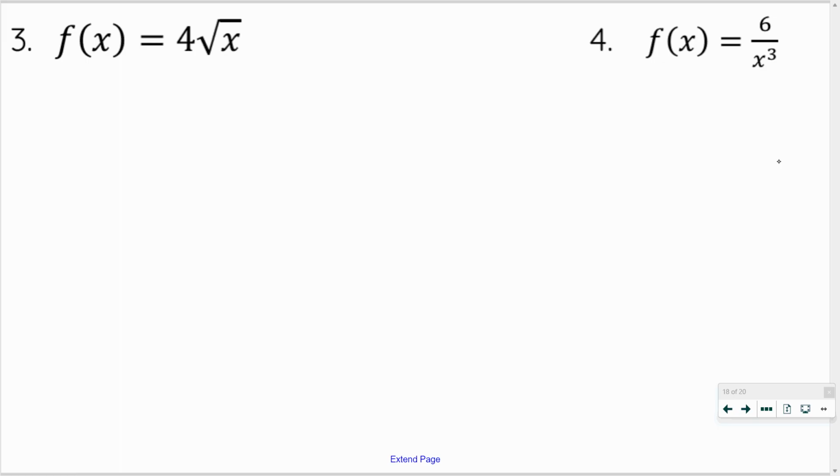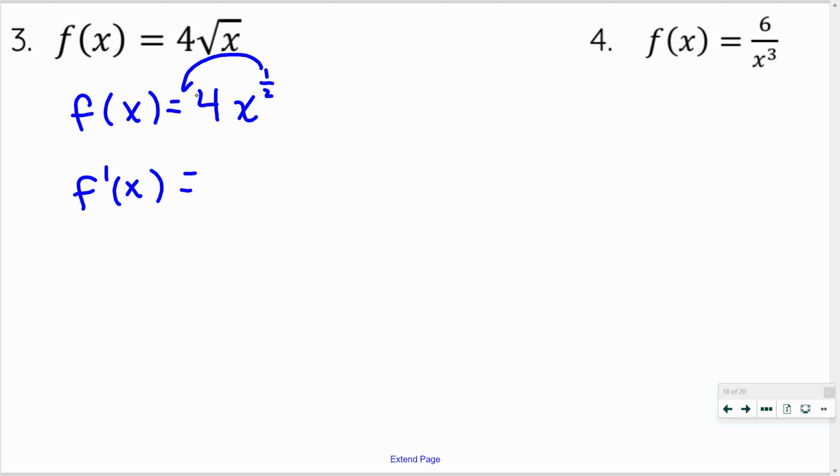Okay, same thing here. We need a power. So instead of having 4 root x, I'm going to say this is 4 times x to the 1/2. Now the exponent of 1/2 only goes to the x because it was just the square root of x. So to take the derivative, I bring the 1/2 down and multiply it by 4x, decrease your power by 1. So 1/2 take away 1 is -1/2.